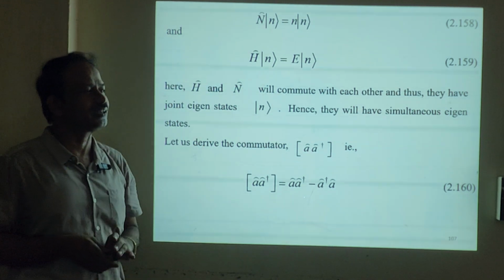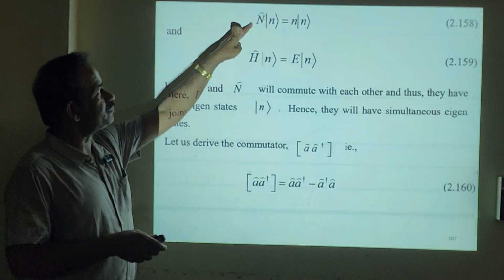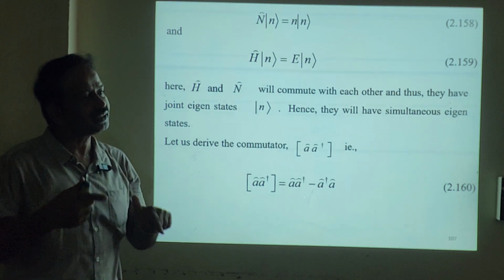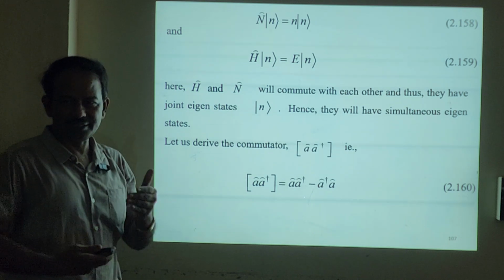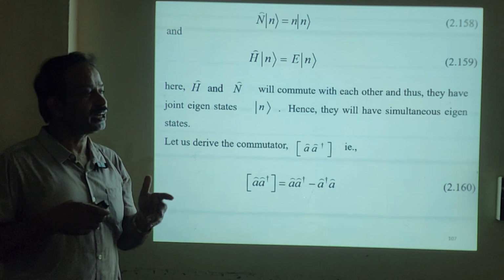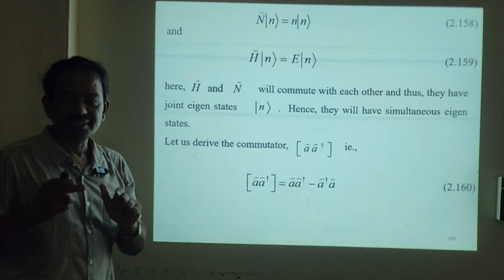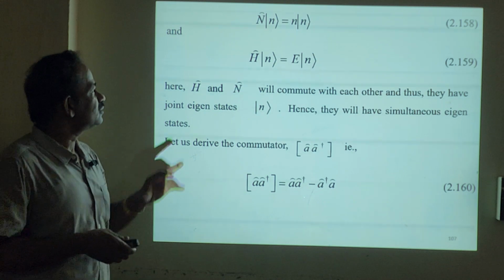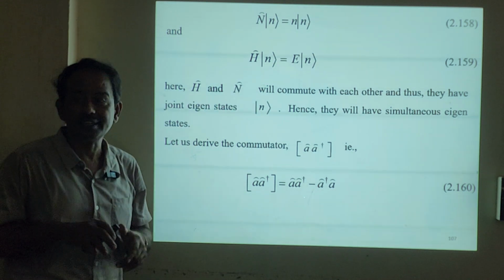Very, very important concept in quantum mechanics. If two operators commute, they will have common eigenkets. I am saying it the other way around. If two operators have the same eigenkets, they will commute. Is it okay what I am saying? So H and N will commute with each other and they have joint eigenstates.